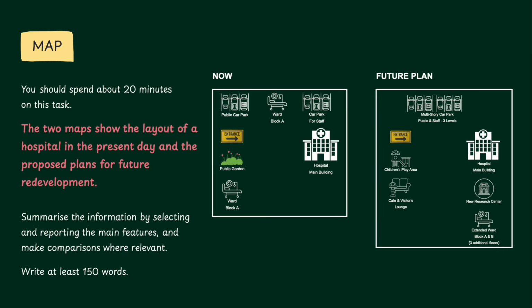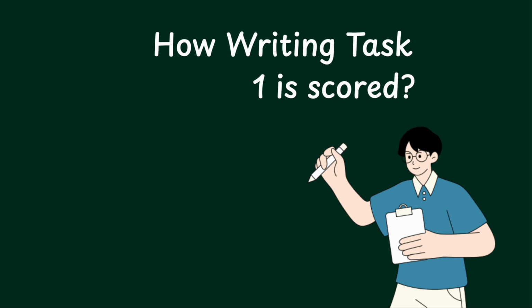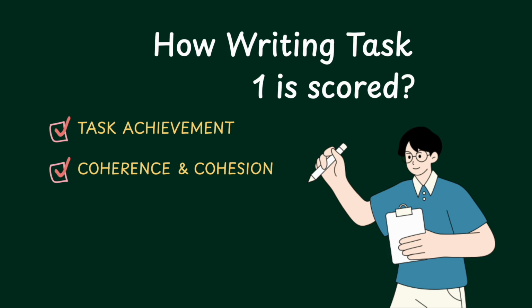So now let's talk about how Writing Task 1 is actually scored. First, we have task achievement. This is about how well you answer the question. You need to cover all the requirements, choose the key features, and highlight the most important data. Next, coherence and cohesion. In simple terms, this means your writing is easy to follow. Your ideas flow smoothly, and the reader can clearly understand what you're trying to say.